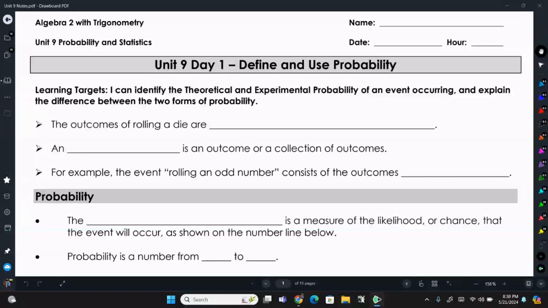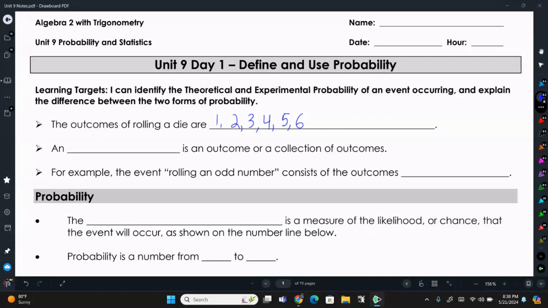Now, the outcomes of rolling a dice are, we're going to assume it's the six-sided dice. We could get a 1, a 2, a 3, a 4, a 5, or a 6. So those are the possible outcomes when we roll a dice.